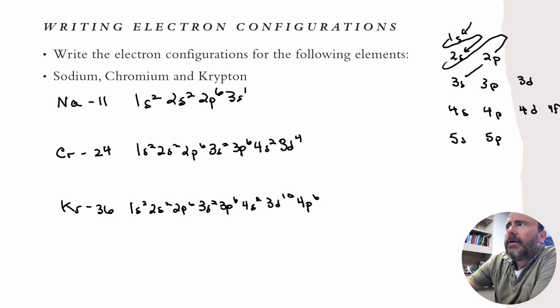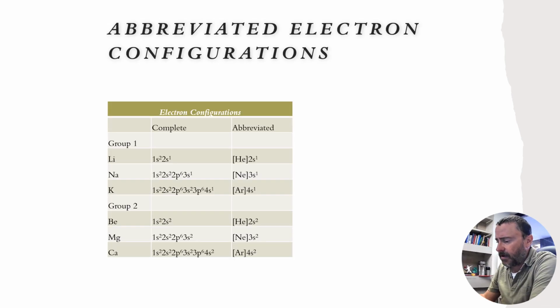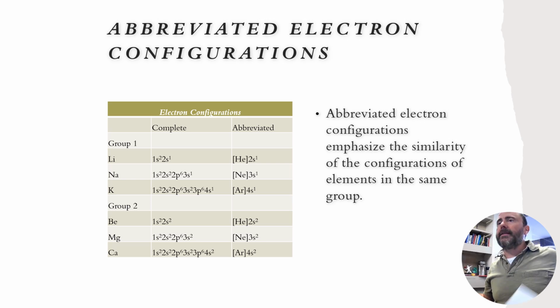All right, now we can also write these out, because it takes a lot of work to write out all of those things. A lot of times we'll write these as abbreviated electron configurations as well. Abbreviated electron configurations show the same thing, but we're abbreviating them by showing that the only thing we really need is everything after the noble gas configuration, because everything up to that remains exactly the same.